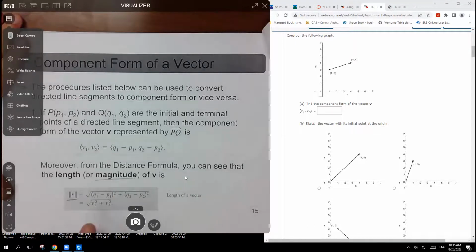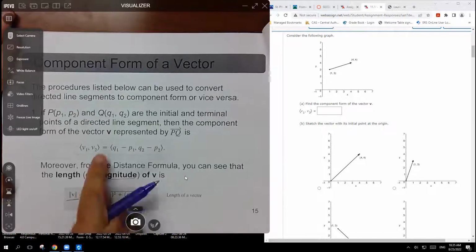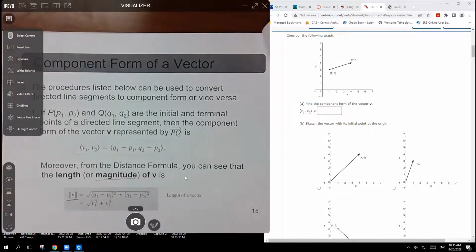Okay, so we're going to use this formula a lot. If they ask you to find the length of the vector, here's the formula. Write down the vectors in the component form. This is the easier way to compare whether two vectors are equivalent or not.